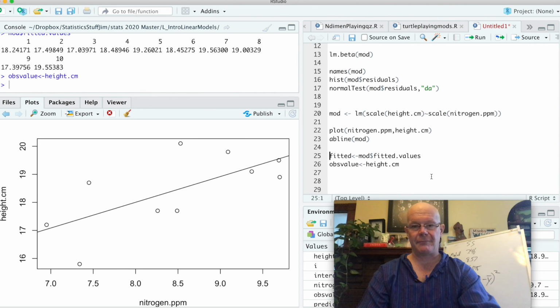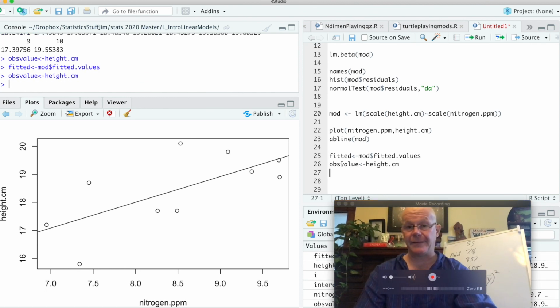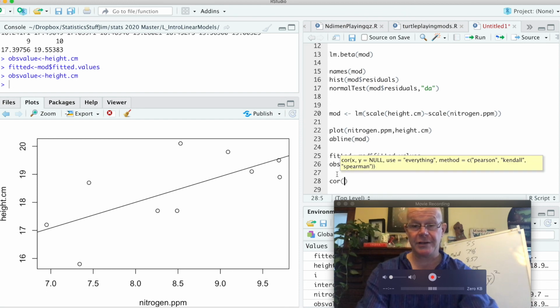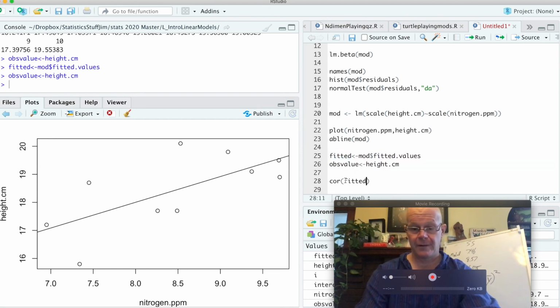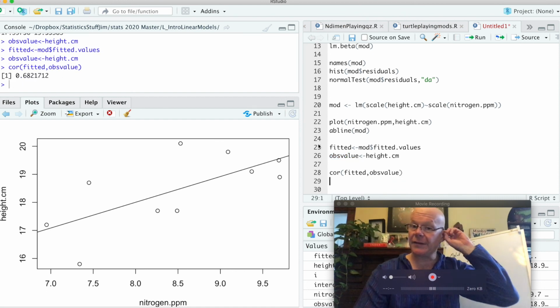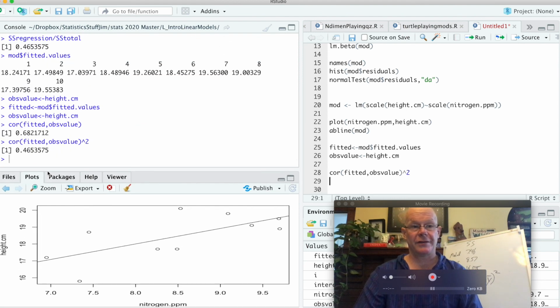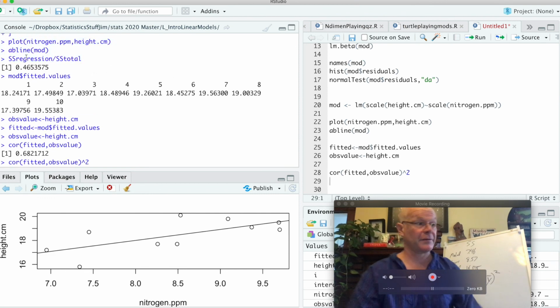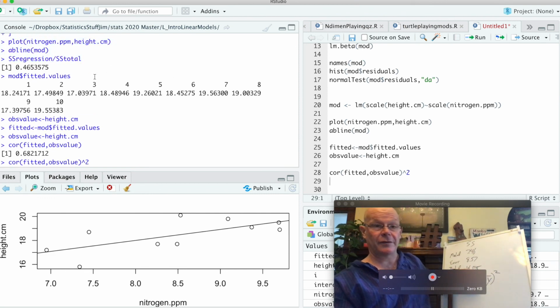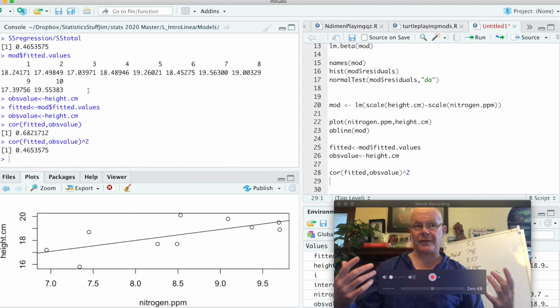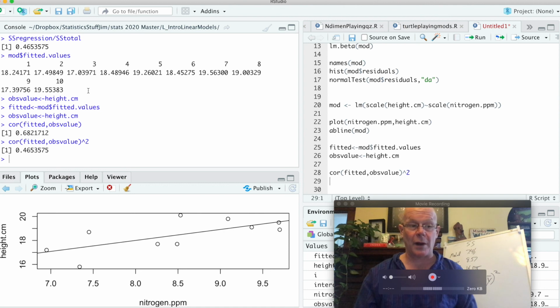But I'm going to just be explicit and rename a new object. So now I have my fitted versus observed. If I were to look at the correlation between fitted and observed, I get 0.682. If I were to square that, I get 0.465, which is the exact same thing I got when I divided the sums of squares of the regression by the total sums of squares. And so that is why it's called the R squared, because it actually is the square of a correlation coefficient, but it's the correlation between our fitted values and our observed values. And that is the coefficient of determination.